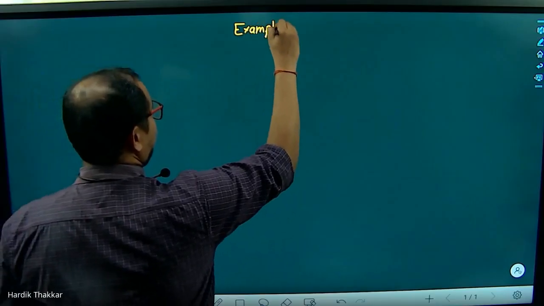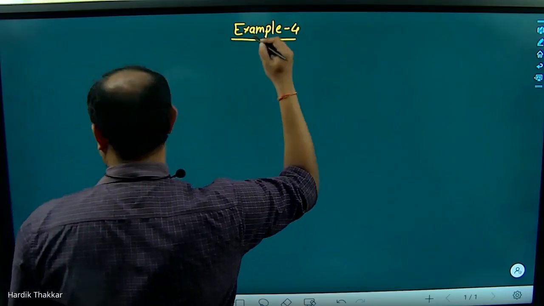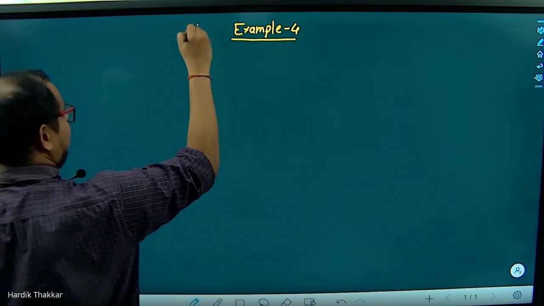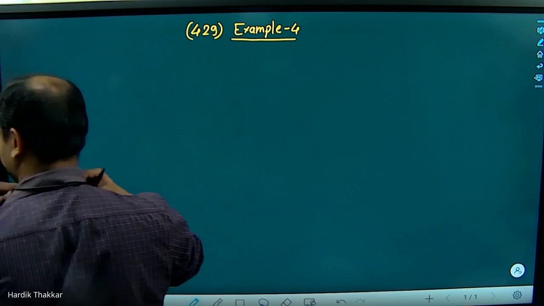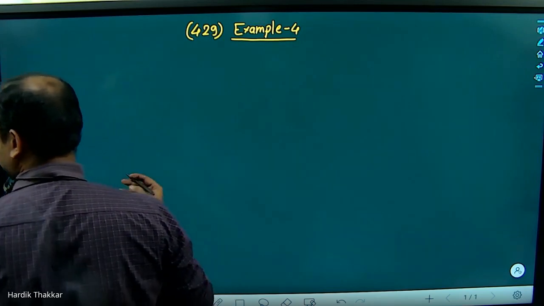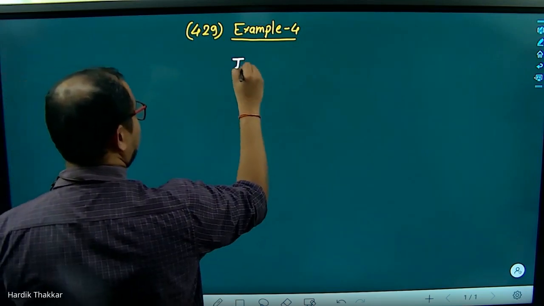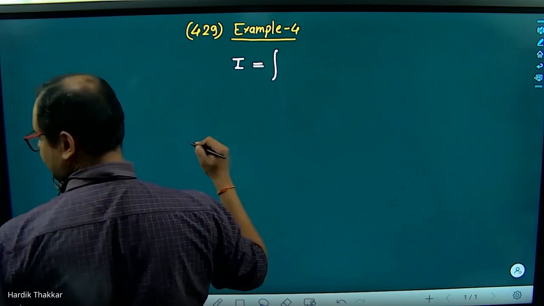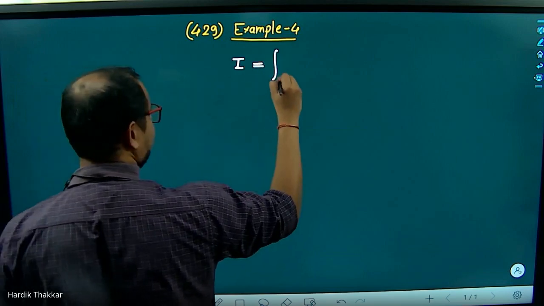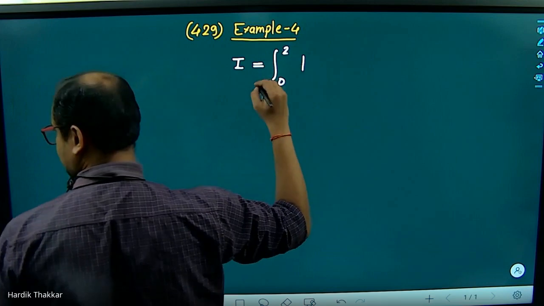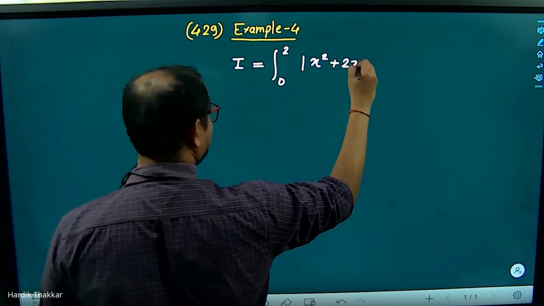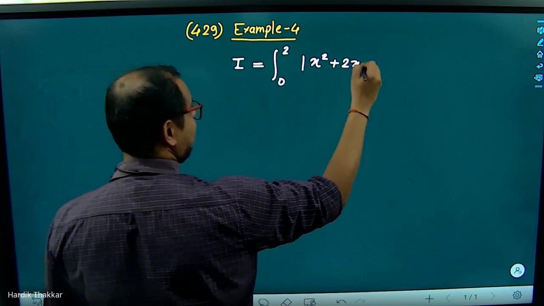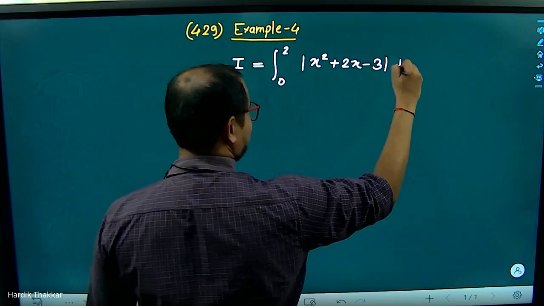Example 4, page number 429. The first question is, evaluate the definite integral I equals the integral from 0 to 2 of mod of x square plus 2x minus 3 dx.